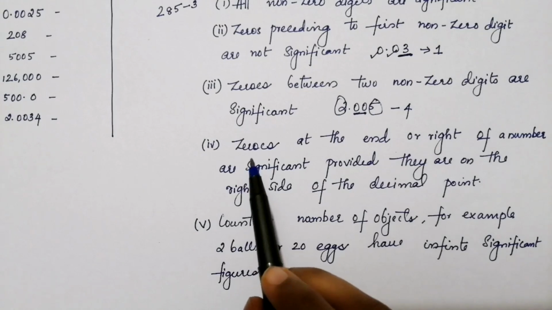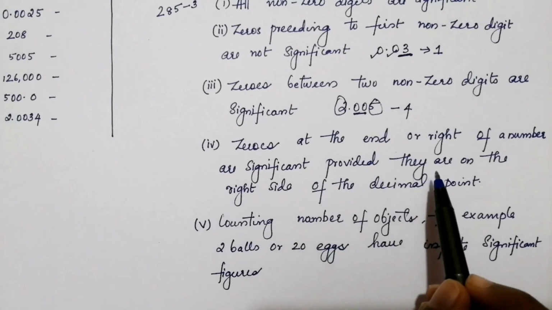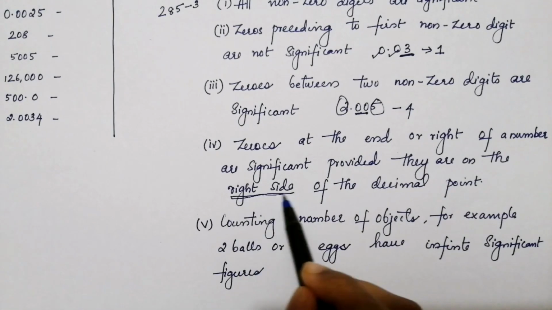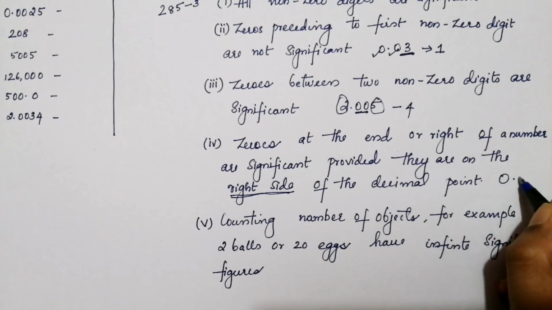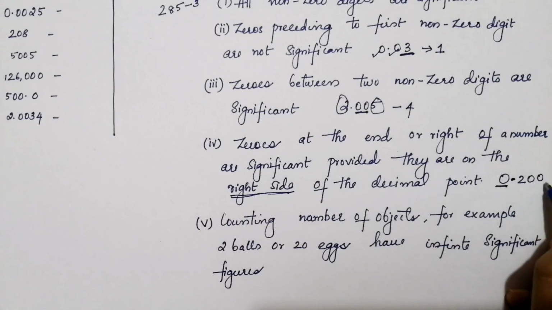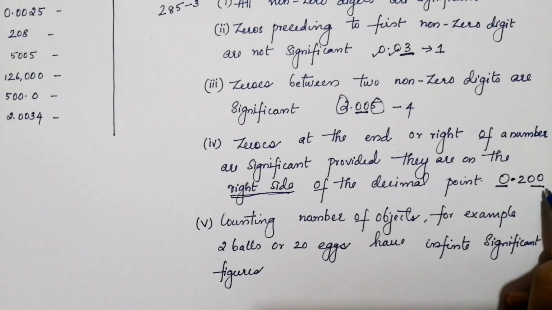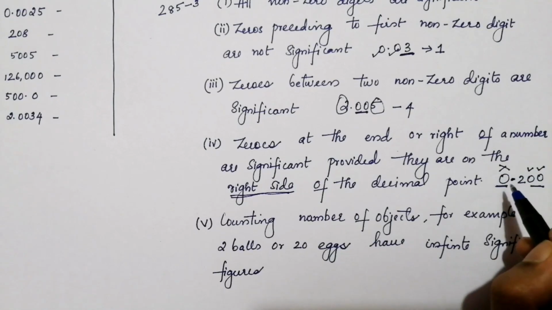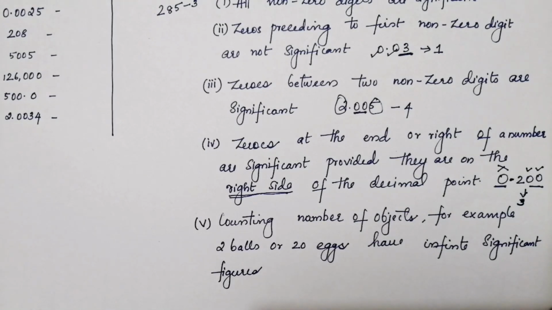Now rule number 4 says zeros at the end or right of a number are significant provided they are on the right side of the decimal point. To understand this, let us take the example of 0.200. So here we have two kinds of zeros. One zero on the left side and next 2 zeros on the right side. It is clearly stated in the rule that zeros at the end or the right are significant. That is, these two zeros are significant and this zero is not significant. So we have a total of 3 significant figures for this number 0.200.